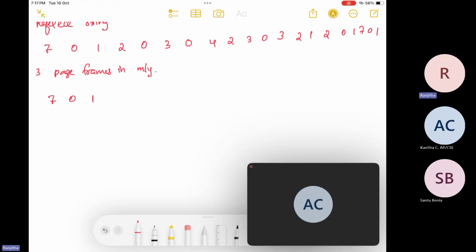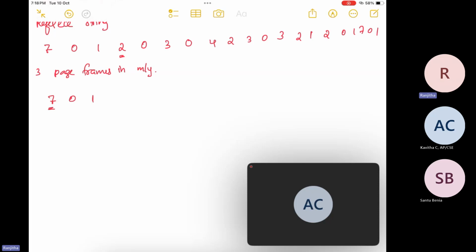Initially, 7 was accessed first, then 0, and then 1. 1 is the most recent, 0 is the second most recent, and 7 is the least recent here. So when 2 comes, 2 is not there, so it's a page fault. We need to go for a replacement. We need to replace the one which was not used for the longest time in the past. Of the three, 7 was not used for the longest time.